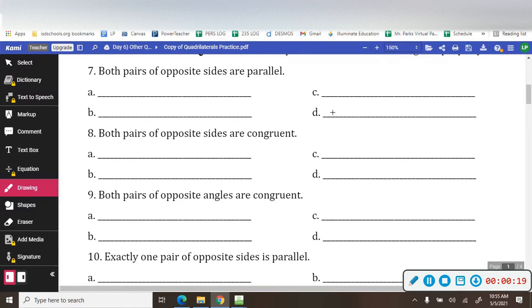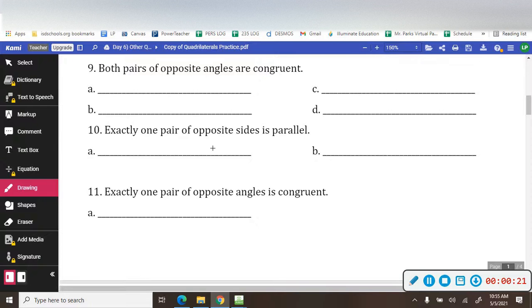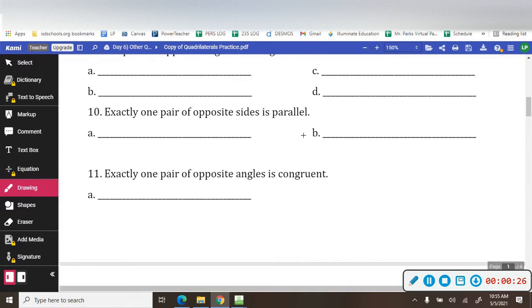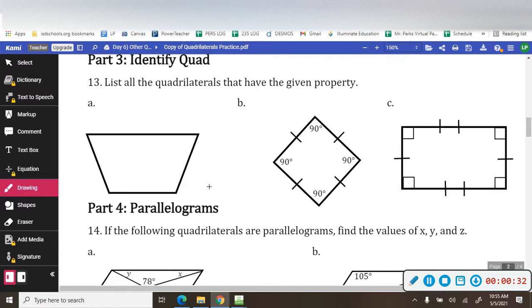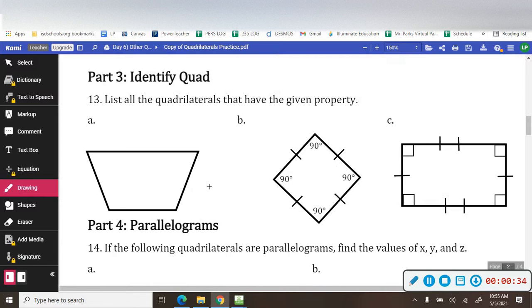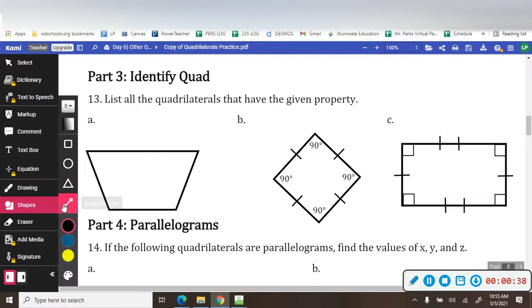Notice there's 4, 4, 4, exactly one pair of opposites, so only one pair, not both. There's only 2 shapes. And then exactly one pair of opposite angles. I think that should say is congruent. Here, identify the quad. We're not going to worry about that one, so we can cross that one off.